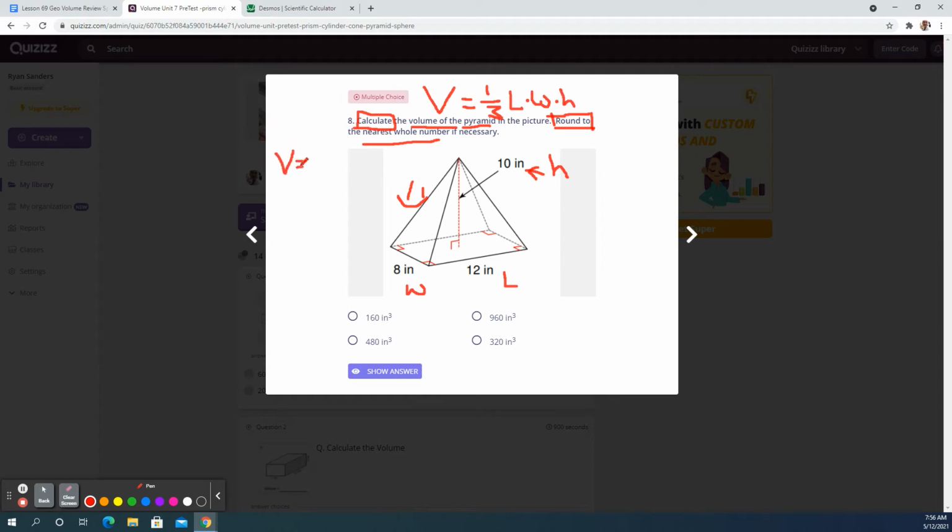Plugging things in. Volume is equal to 1/3. Length is 12. Width is 8. Height is 10. 3 goes into 12 4 times. Times 8 times 10. 4 times 8 is 32 times 10. 32 times 10 just adds a 0. And then these are inches cubed.